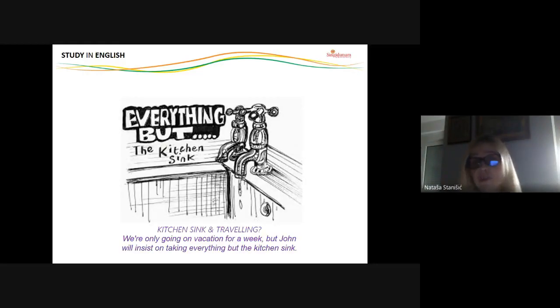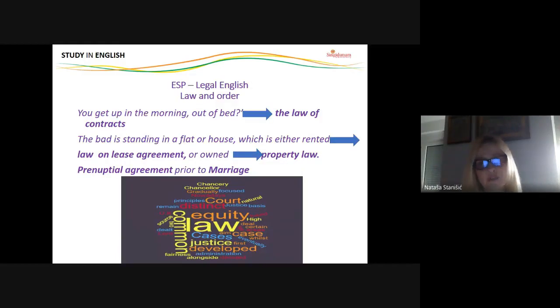When you prepare yourself for traveling, is it the kitchen sink or traveling light? What would you answer me now? I would say, for example, a colleague of ours, when we were going on a vacation for a week, our colleague John insisted on taking everything but the kitchen sink. So actually, he wanted to take a lot of things with him. By describing the way you prepare yourselves for traveling, you will learn some new idioms and expressions which are typical for the tourism sector.